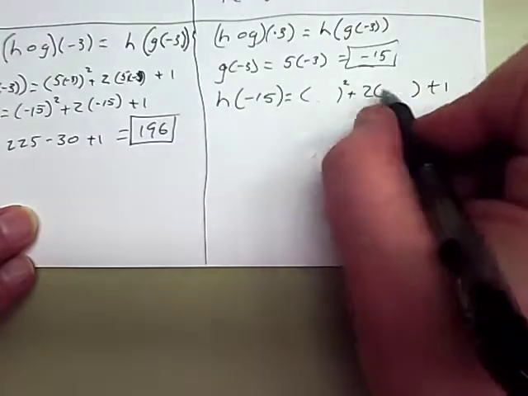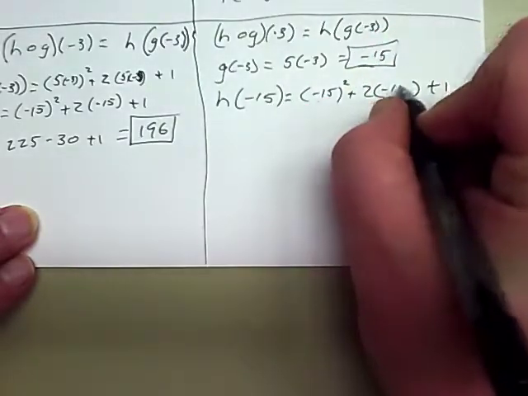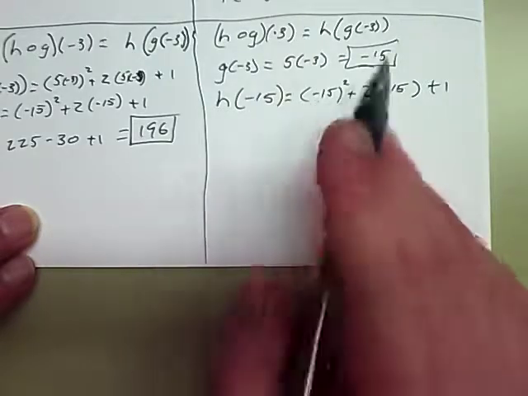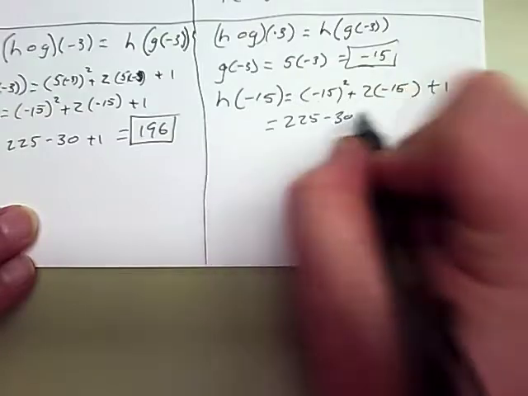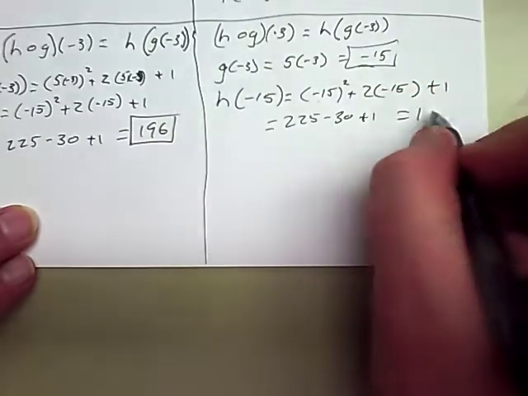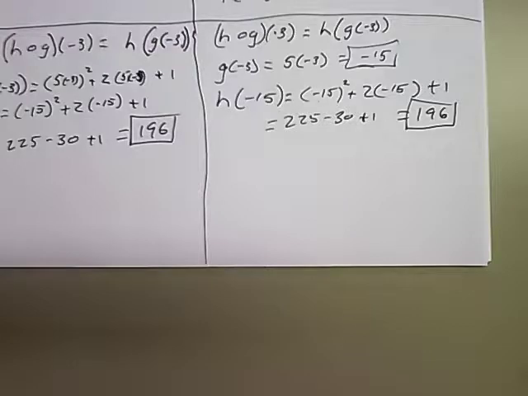And that's going to give me, remember, x squared plus 2x plus 1. And I'm going to throw my -15 in there. And as we've already seen, because I got the calculator, -15 squared is 225. 2 times -15 is -30 plus 1. 195 plus 1 is 196. So the work is really the same. It's just how you think of it.